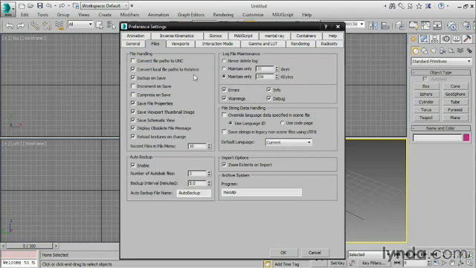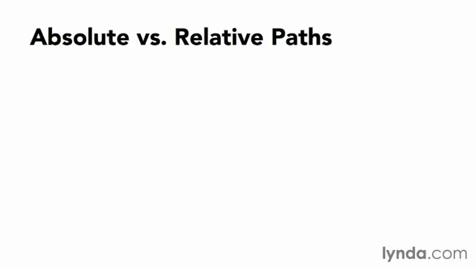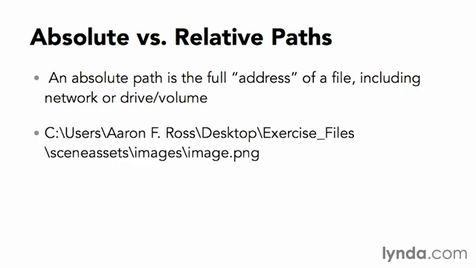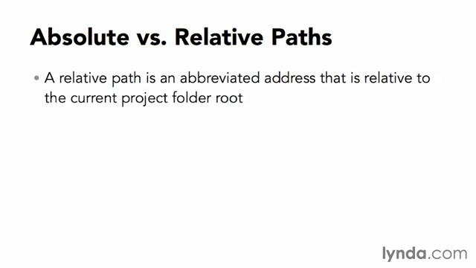So let's take a look at this. I'm just going to explain this really briefly with a couple of slides. An absolute path is the entire address of a file, and that may include a network or perhaps a drive letter or a volume name. So here's an example. If I store something in my exercise file, Scene Assets Images, if it's an absolute path, it's going to include the drive letter and all of the folders that are nested inside one another. That's an absolute path. A relative path is just a shortened, abbreviated address, and it only includes the data that's relative to the current project folder.